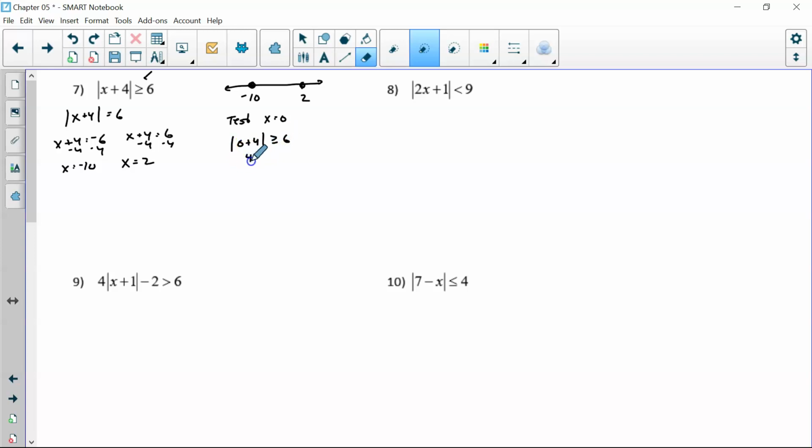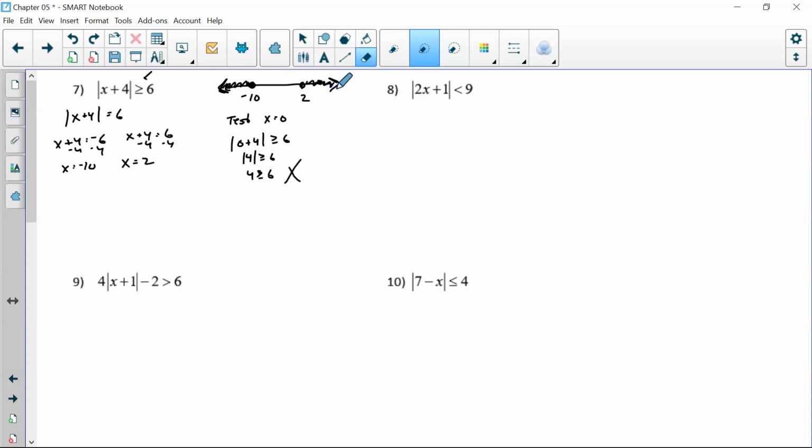0 plus 4 is 4. Absolute value of 4 greater than or equal to 6. 4 is greater than or equal to 6. That is not true. It didn't work. If it's true, we shade in between. If it's false, we shade in opposite directions. So we would be shading on the outside.